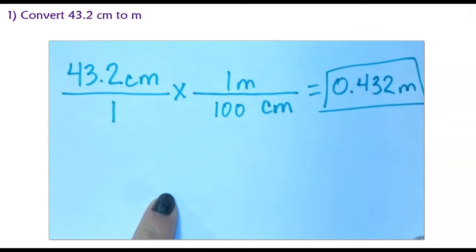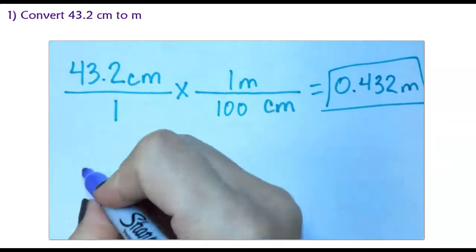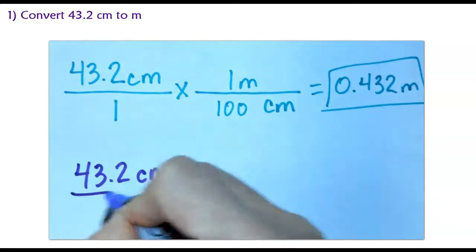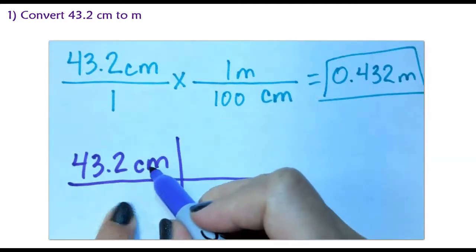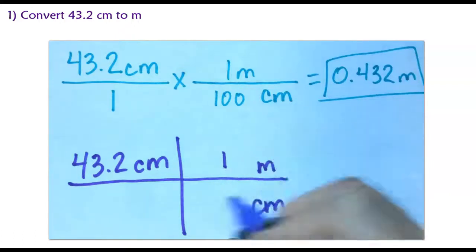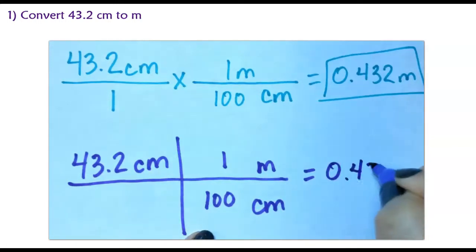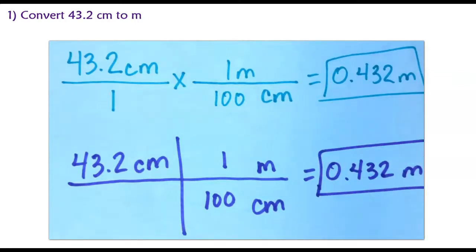You may see other teachers do it in this way. So some people prefer to write 43.2 centimeters, and then they like to draw a line, and then from here you bring down the centimeter and change to meter. Meter is a 1, centi is 100, and then you would calculate 43.2 divided by 100 gets you 0.432. Either way works. Whichever you prefer is fine. They both do the same thing.